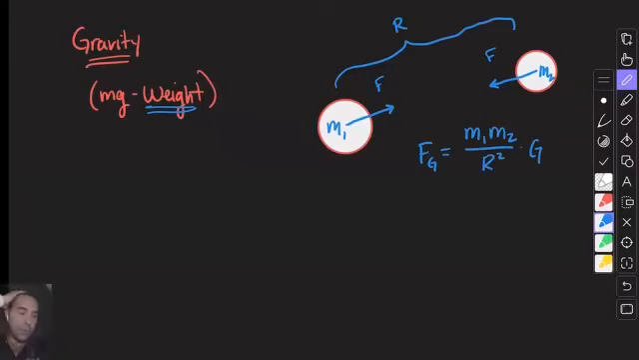And you're going to confuse this with little g. So don't. This is not the same thing. This is called the universal gravitational constant. Little g is the acceleration of gravity on the Earth. Big G is the universal gravitational constant.